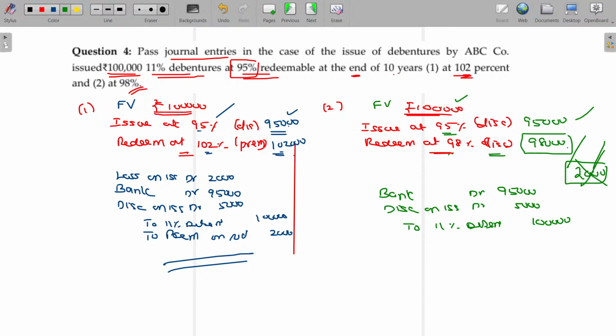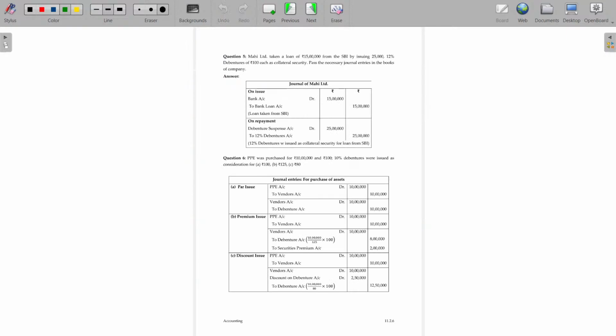Because the debenture in our books appears at 1 lakh, repaying at 98,000 rupees. Definitely you are repaying a lesser value, it's a gain for you. Gain will not be recorded at all.